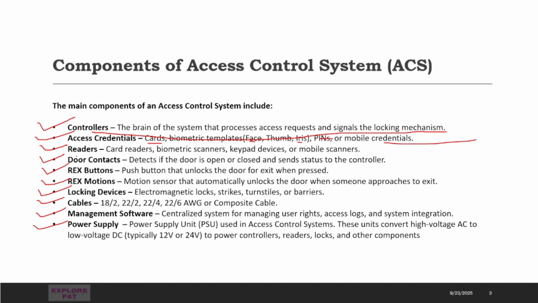Readers take the input from your credentials and give the signal to the controller. There are multiple types of readers available in the market, like card readers, biometric scanners, keypad devices and mobile scanners. Next one, door contact. Door contact is a door position sensor. It is used to detect whether the door is closed or open, and it keeps the status updated to the controller.